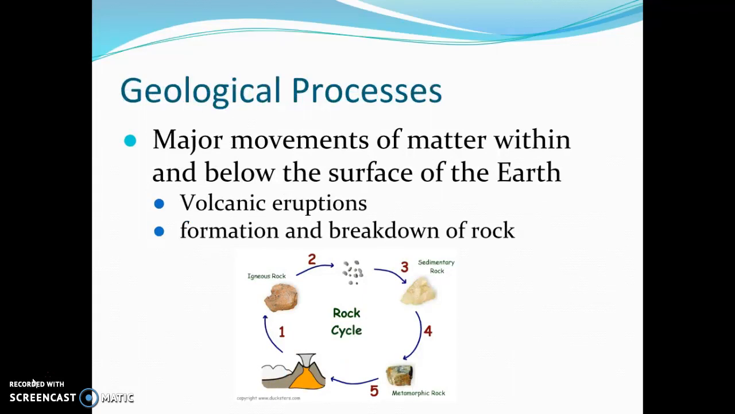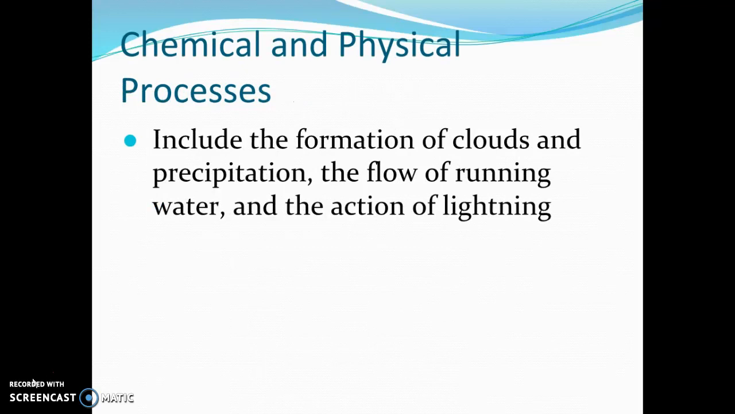Similarly, the geological processes is any time that a major movement of matter within and below the Earth's surface occurs. So for example, anytime there are volcanic eruptions or the formation and breakdown of rock, that falls under the geological process. Chemical and physical processes also include the formation of clouds and precipitation, the flow of running water, and the action of lightning. And so this one kind of combines the chemical and physical aspects, the physical aspects being the formation of clouds, precipitation, and flow of running water.